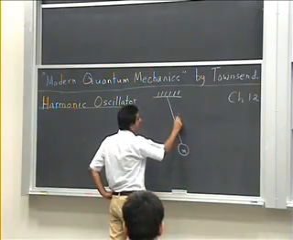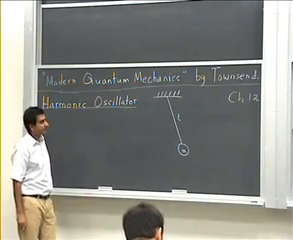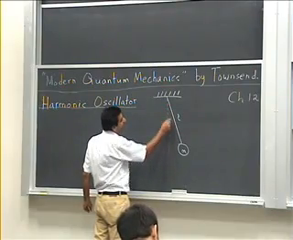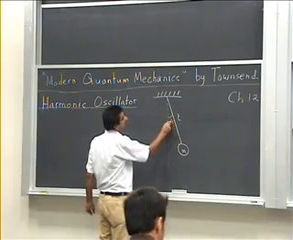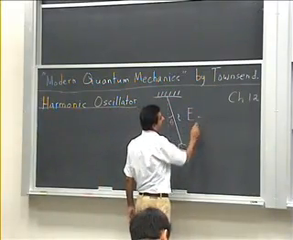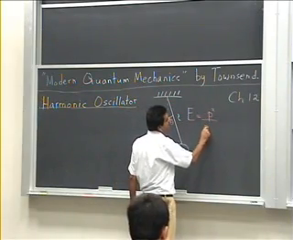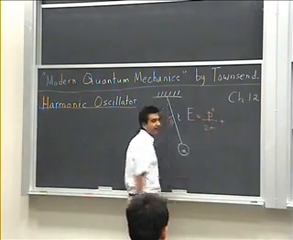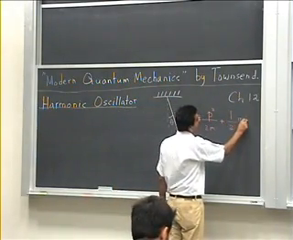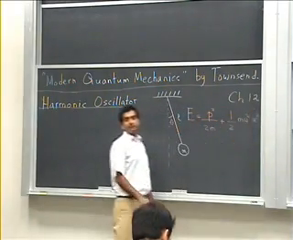Mass m and a string of length l that is attached to a fixed support. We already know that if we define an angle from the vertical theta, the energy of this pendulum E is given by the linear momentum squared divided by 2m plus the potential energy, which is half m omega squared x squared.